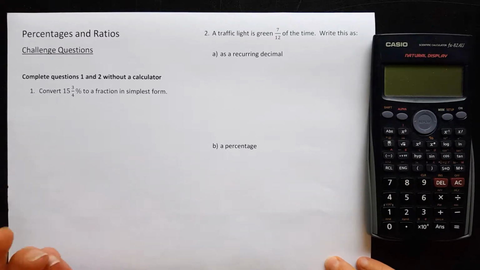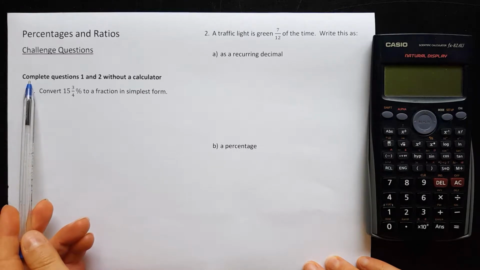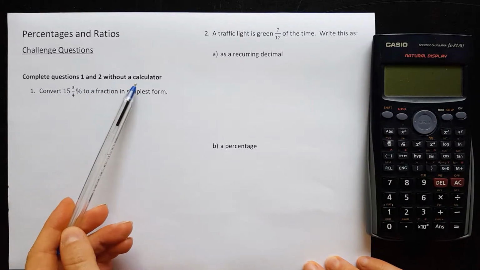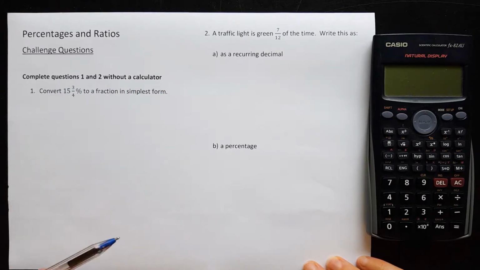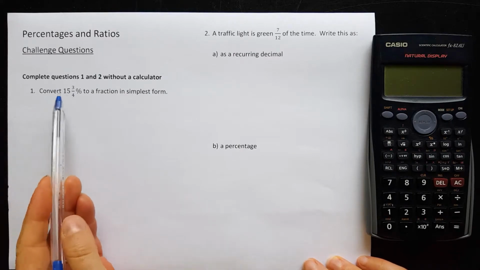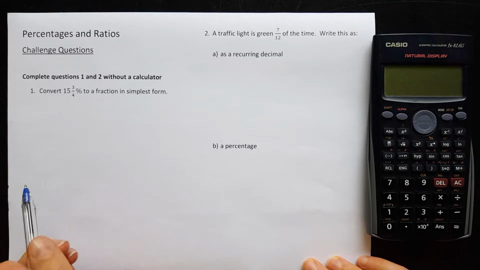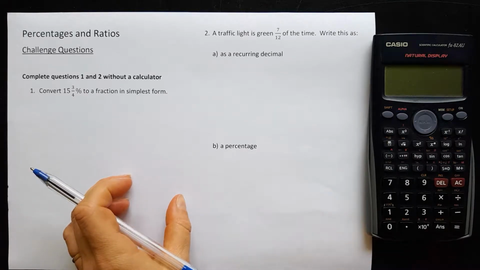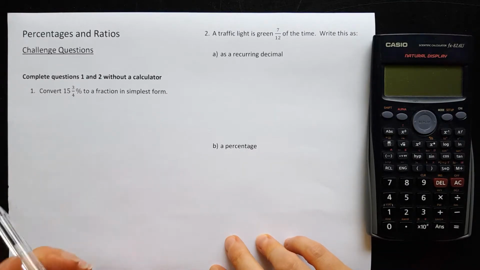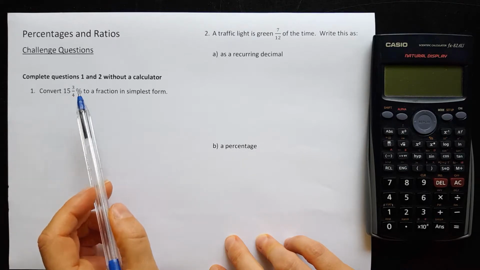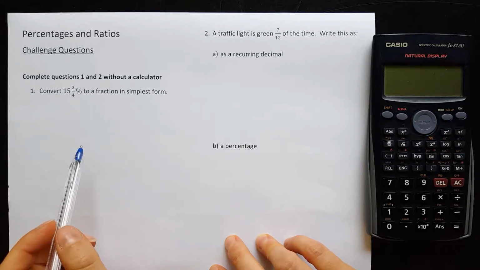Let's have a look at question number 1. Well, before we do, it says up here, complete questions 1 and 2 without a calculator. So question 1, convert 15.75% to a fraction in simplest form. Okay, so without a calculator. To turn a percentage into a fraction, we want to divide it by 100.